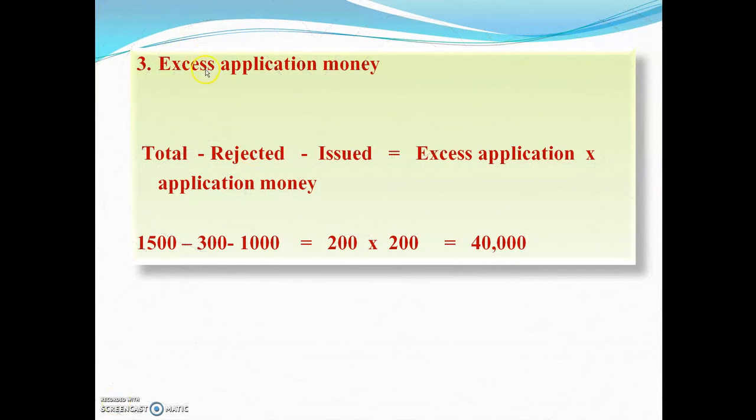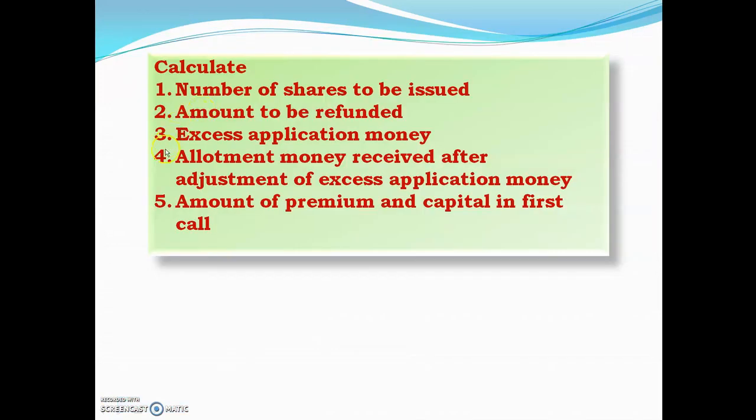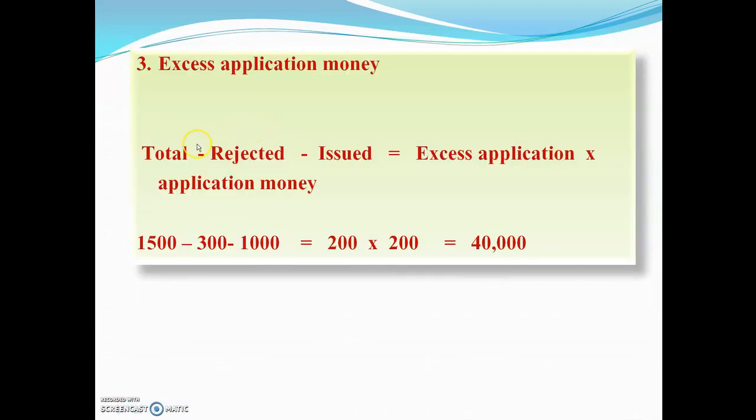Okay, fine. The third one is excess application money. See here, the third one, we have to calculate excess application money. For that we have to write this formula. I have told you in my previous practical problem: total minus rejected minus issued is equal to excess application, multiplied with application money.